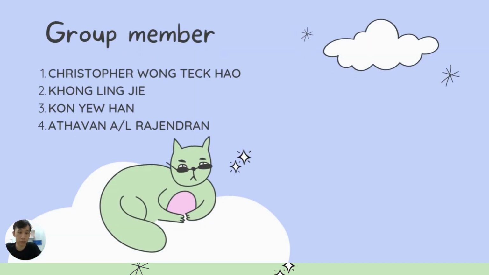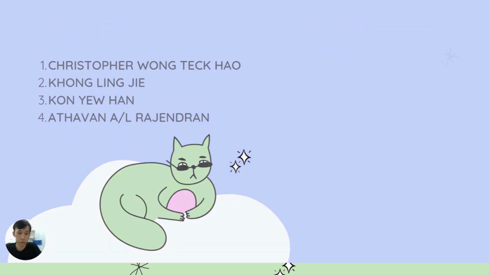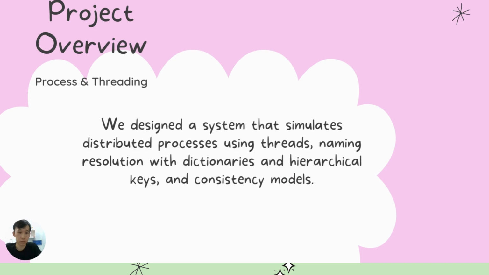This is our group member for our group. There are 4 members. Next is the project overview. We design a system that can simulate the distributed process using trace naming resolution with dictionaries, a hierarchical case, and a consistency model.